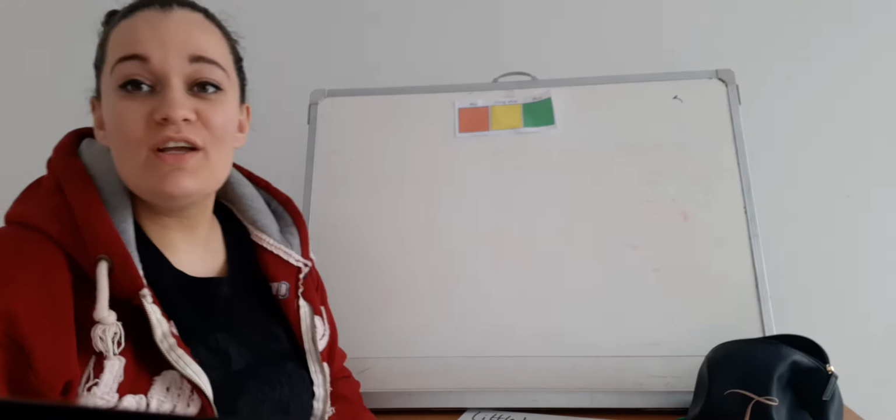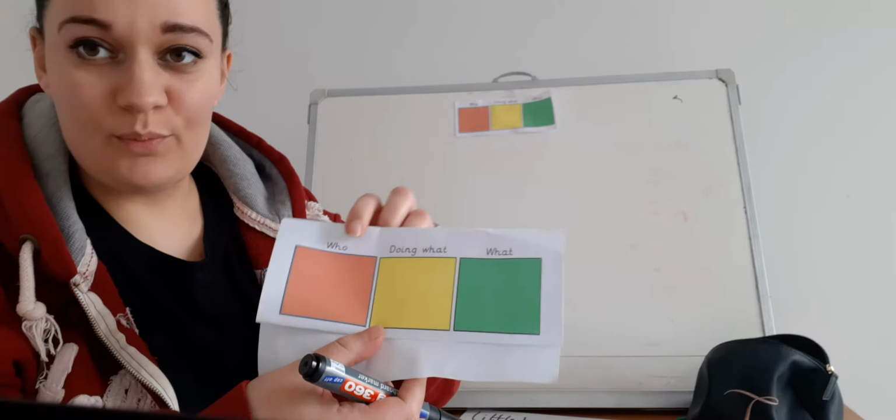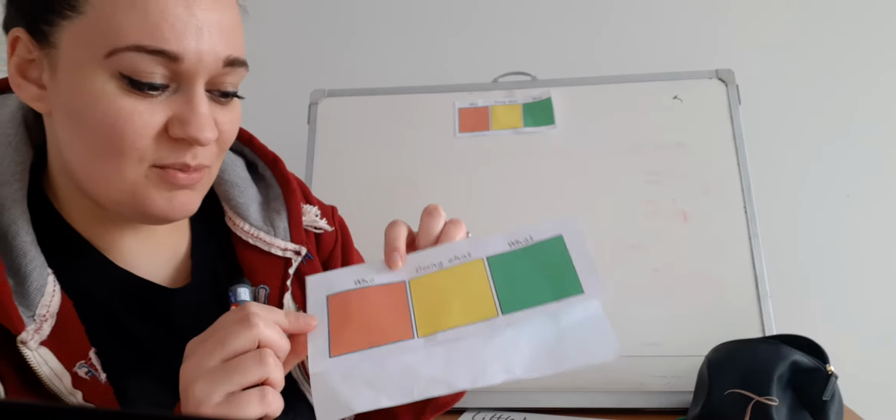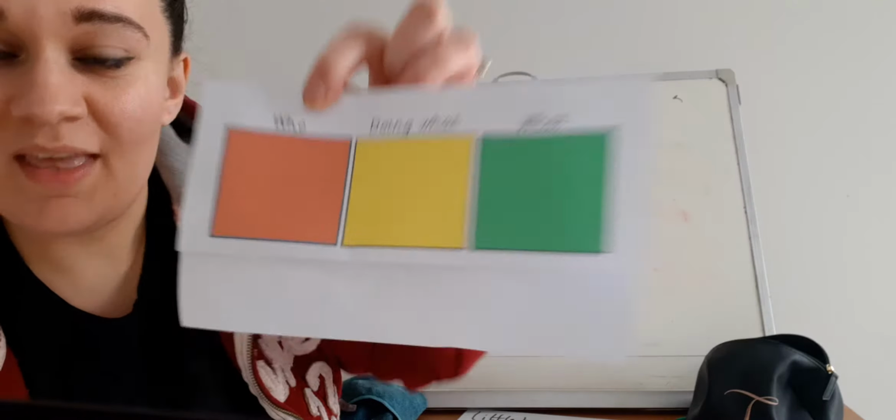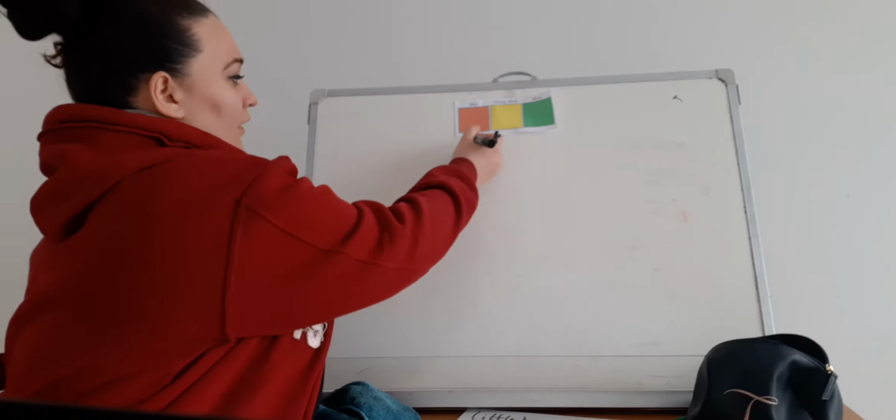Okay, so have a look at your picture, and the first thing we are going to do is look at our colour chart. You can tell me what colour is first, do you remember? Orange, very good. And what does orange mean? It means who, very good. Who can you see in that picture? Yep, there's a boy, so there we can say the boy or the little boy. I'm going to write the little boy. So who?